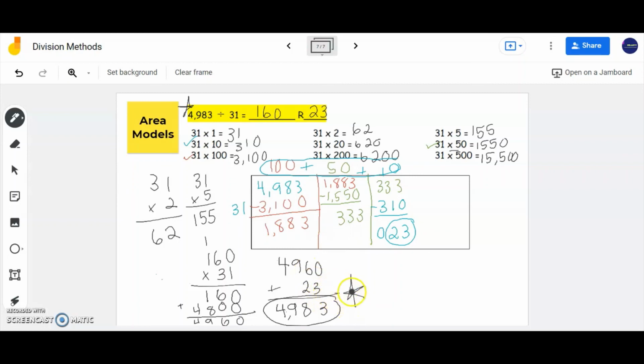As you continue to practice division, you are welcome to select any strategy you would like. This video reviewed the standard algorithm, then partial quotients, and now area models. Like I said before, standard algorithm and partial quotients is a great method when you have a single-digit divisor. When you have a double-digit divisor, I encourage you to try the area models. Now, as always, feel free to refer back to this video at any time as you continue to practice all three division methods.